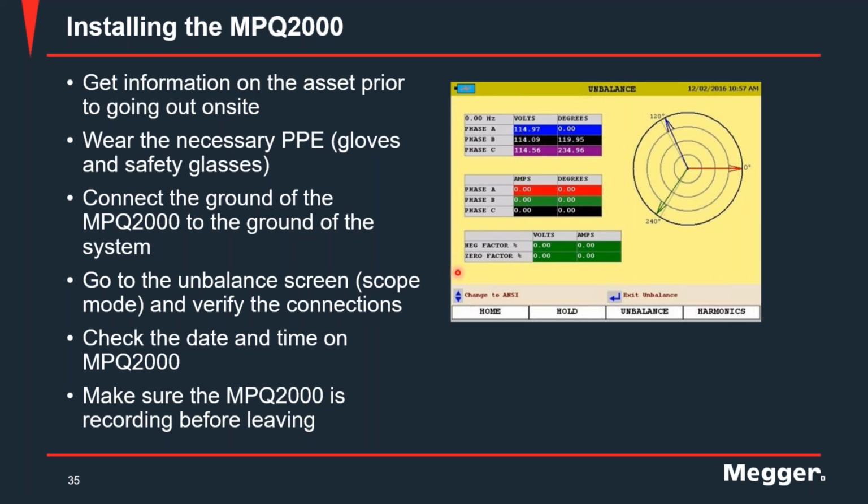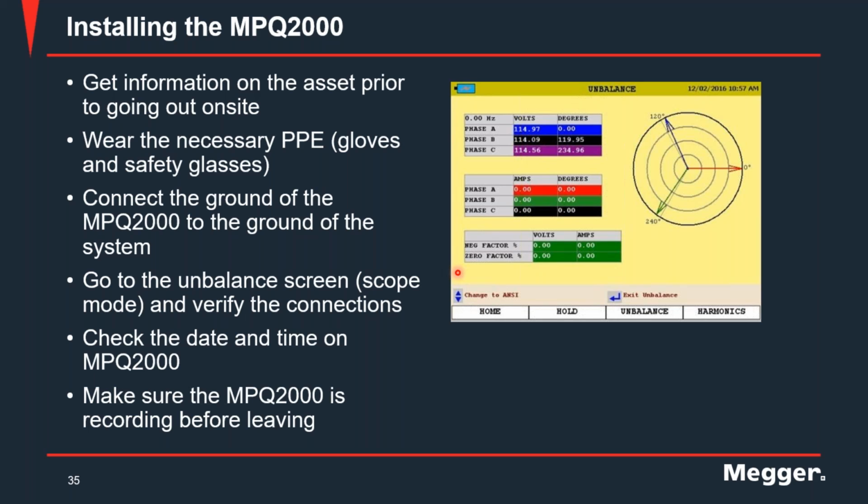Check the date and time on the MPQ 2000. Make sure that it's set to the current date and time. That is very important because if you want to correlate an event with what happened outside of the asset, then it's very important that the event date and time be accurate.